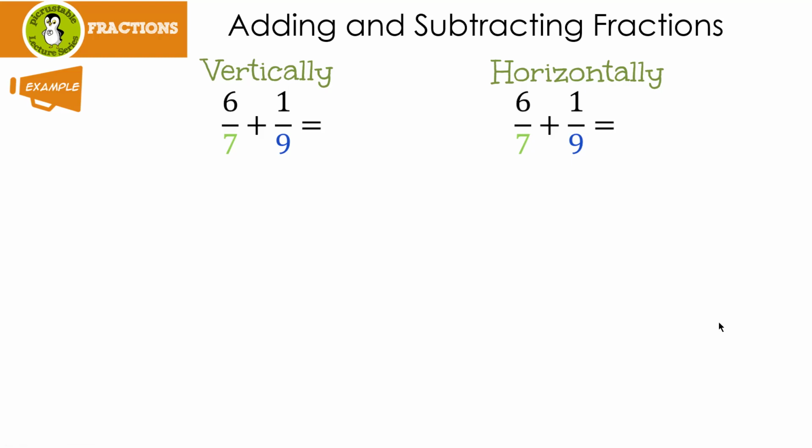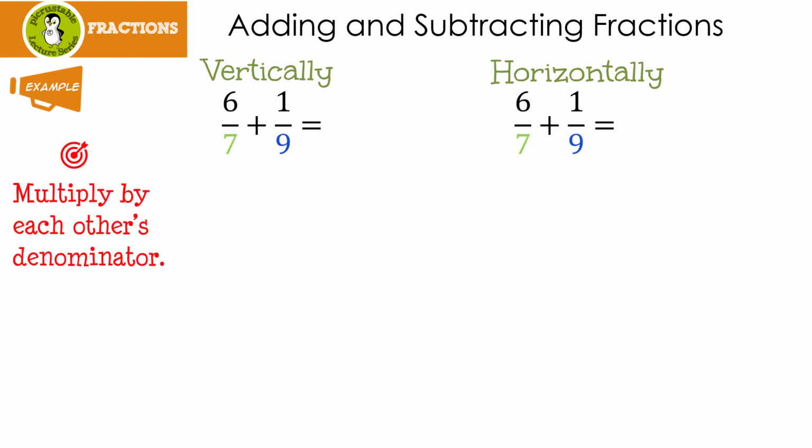I know what you're asking. How are you going to do this? How are we going to find a common denominator? Well, it's easy. We're just going to multiply by each other's denominator. Sounds weird, but let me show you what I mean.